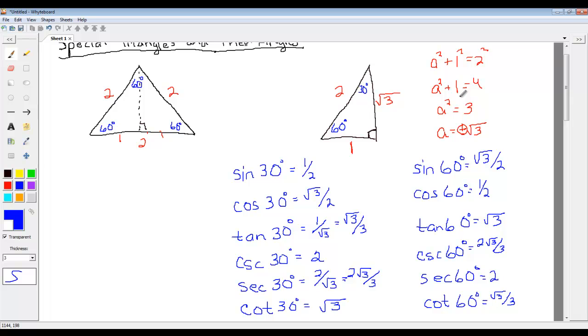Those are some special angles there. So you do want to be familiar with these. If you can get to the point of memorizing them, that's awesome, because you're gonna see them a lot. For 30 degrees and 60 degrees.